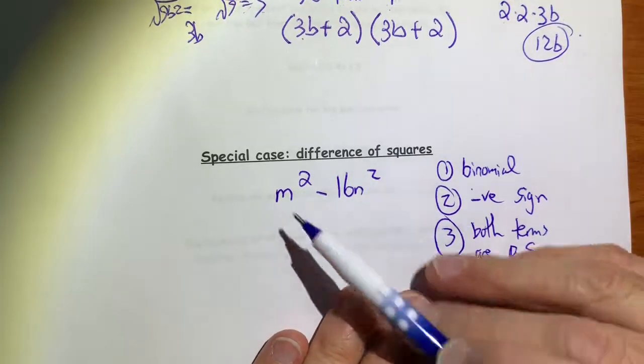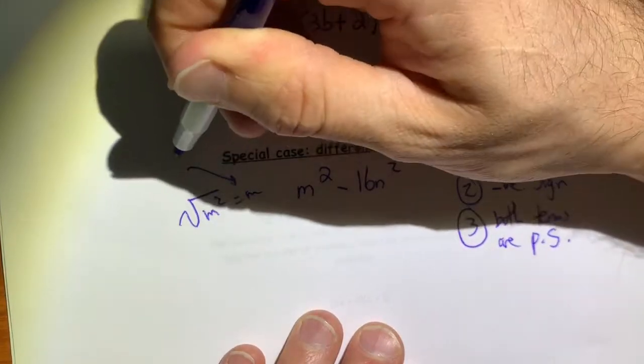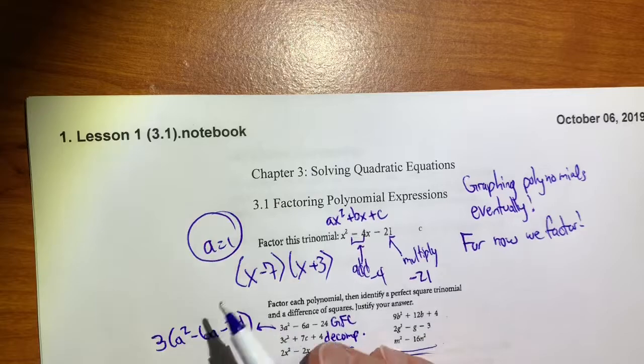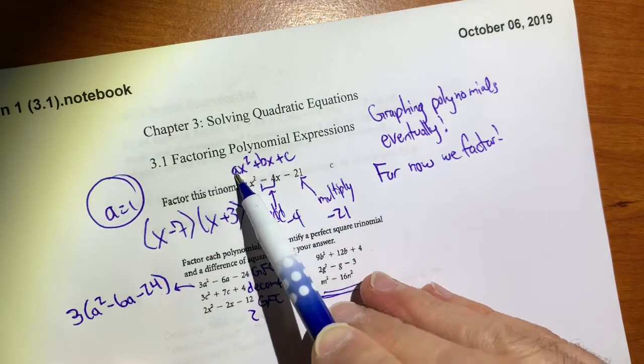So in this case, m squared is a perfect square because I can go and do the square root of m squared and get m. We generally call this a, not to be confused with the coefficient of the x squared term.